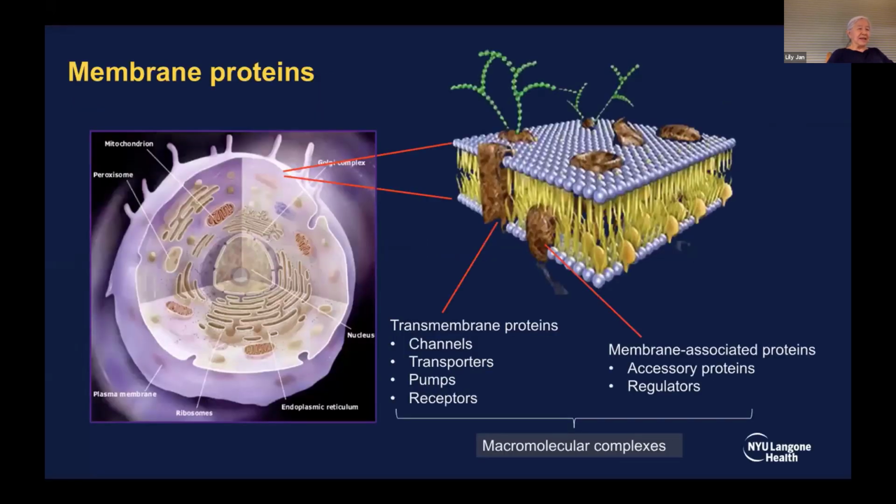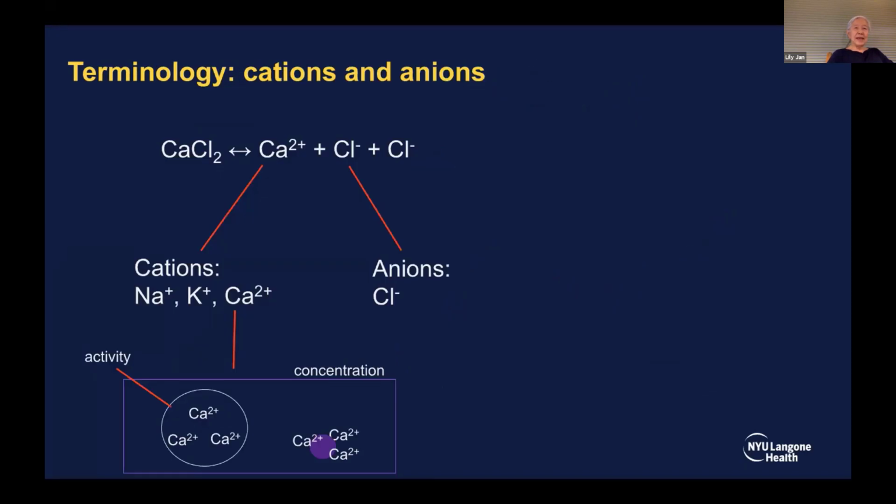So the cell membrane has transmembrane proteins that include ion channels, transporters, and pumps. Because ions cannot readily move across the lipid bilayer that's hydrophobic, we rely on channels for ion permeation across the membrane. Based on the charge carried by the ions, we refer to them as cations or anions. For example, dissolving calcium chloride salt in water will lead to the generation of calcium ions that are cations and chloride ions that are anions.